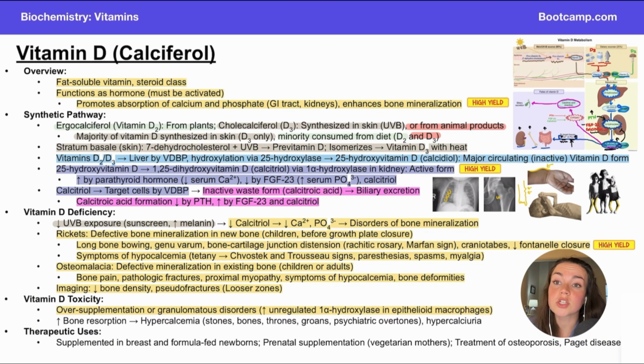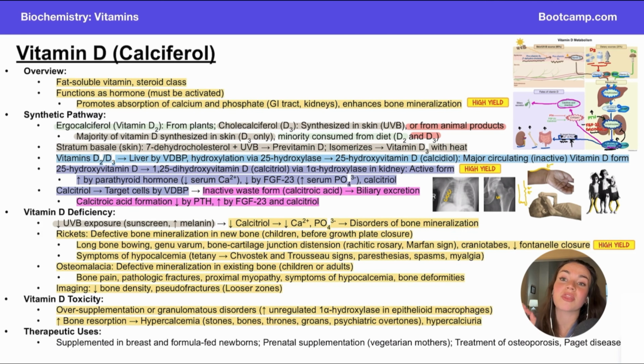And so too much vitamin D is going to cause a ton of bone resorption. So you'll see the opposite of the things that we saw with vitamin D deficiency and hypocalcemia. Hypercalcemia, remember the mnemonic, is stones, bones, thrones, groans, and psychiatric overtones. Stones being kidney stones, bones being bone pain, thrones being increased urinary frequency, groans being abdominal pain, maybe nausea, vomiting, and psychiatric overtones like anxiety and depression. In addition to hypercalcemia, you can also see hypercalciuria.